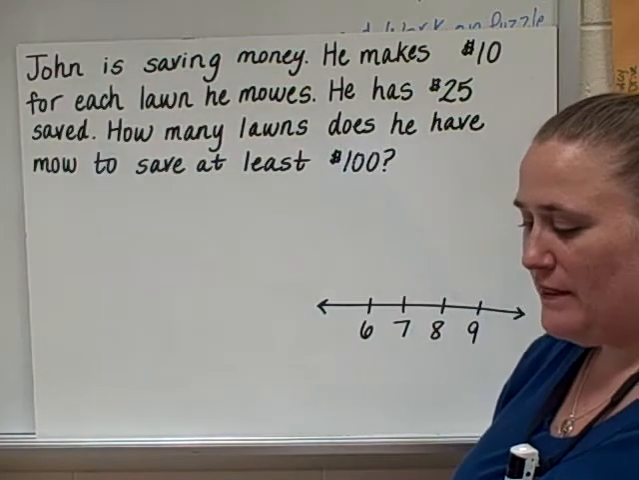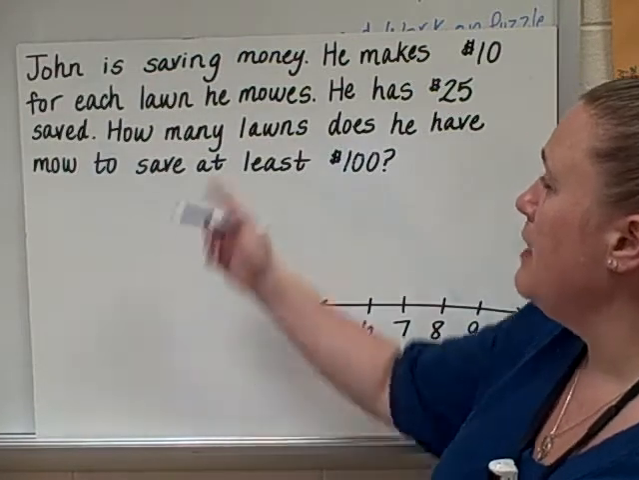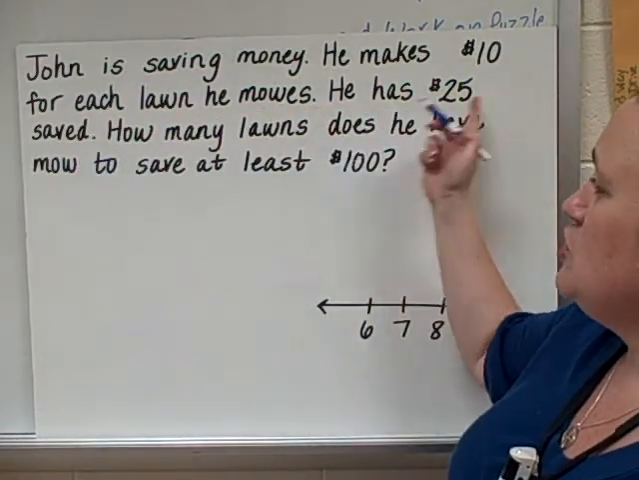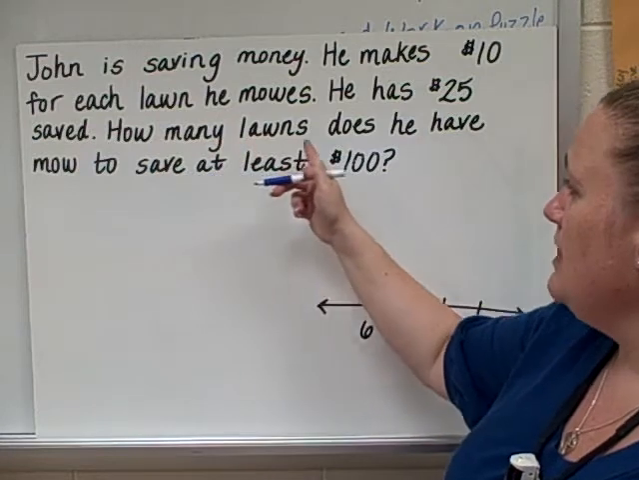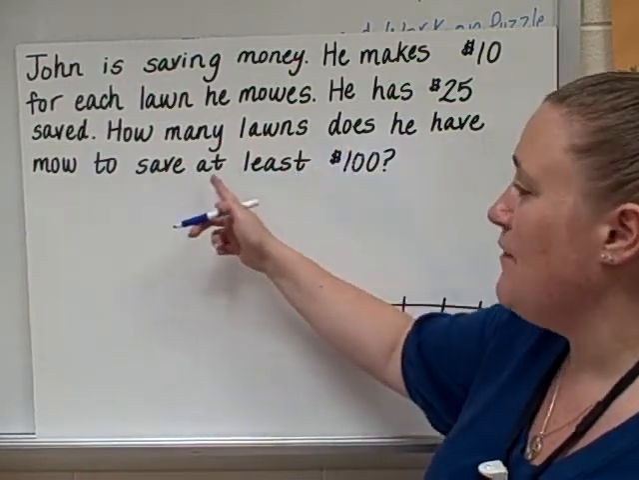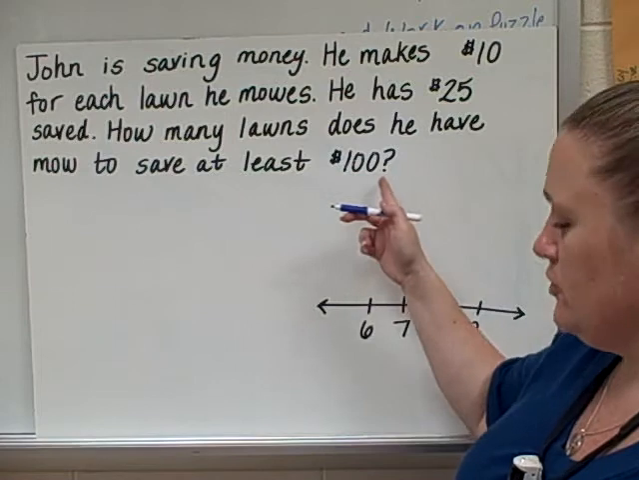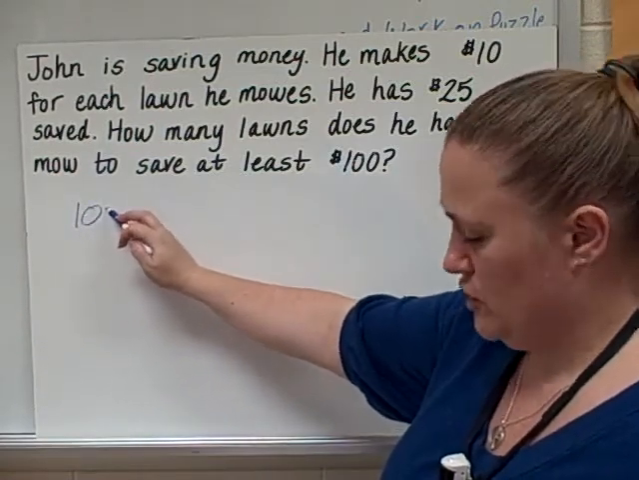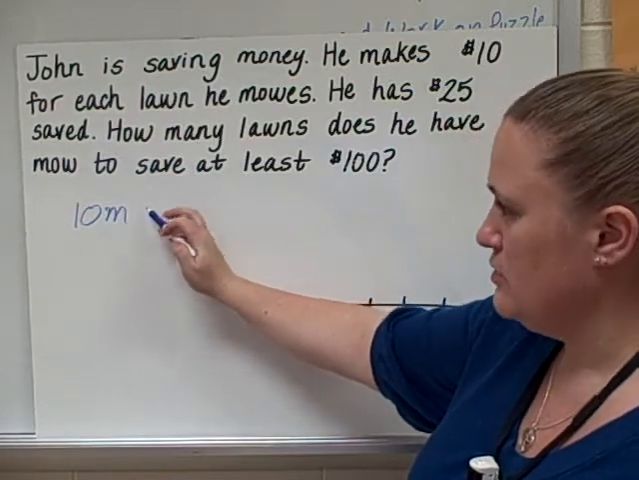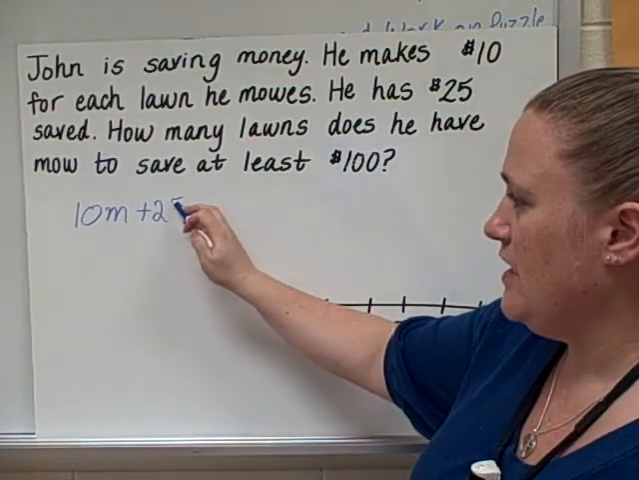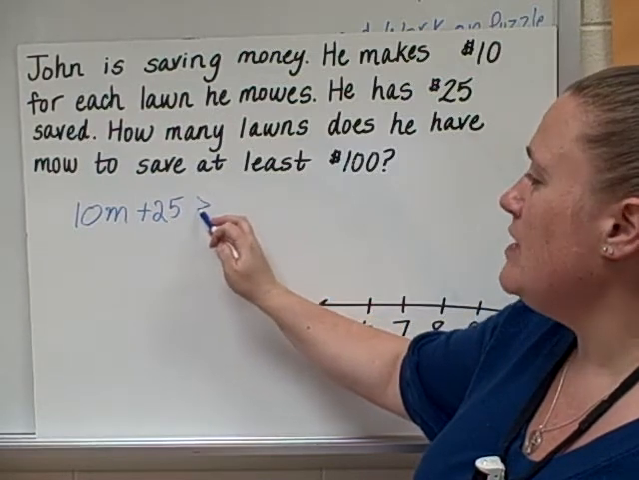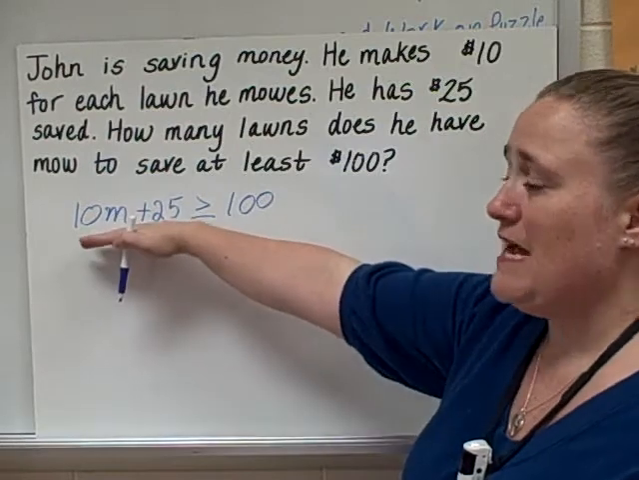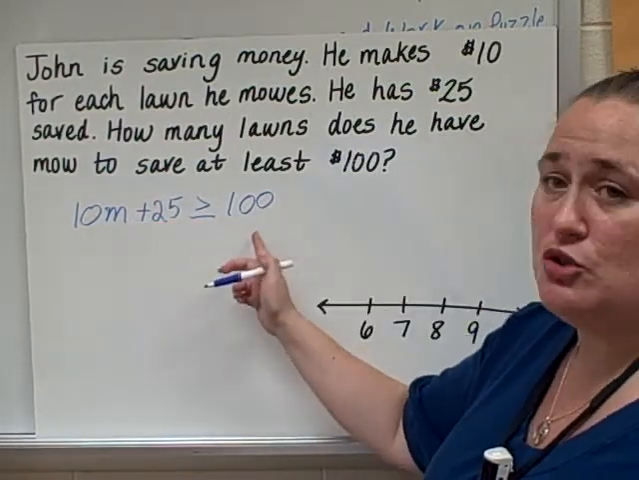All right. One last problem. John is saving money. He makes $10 for each lawn he mows. He has $25 saved. How many lawns does he have to mow to save at least $100? So, $10 per lawn that he mows, plus the $25 that he already has, and he wants at least $100. So this has to be bigger than or equal to the 100.